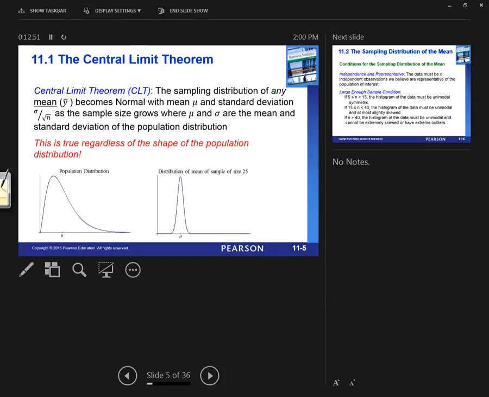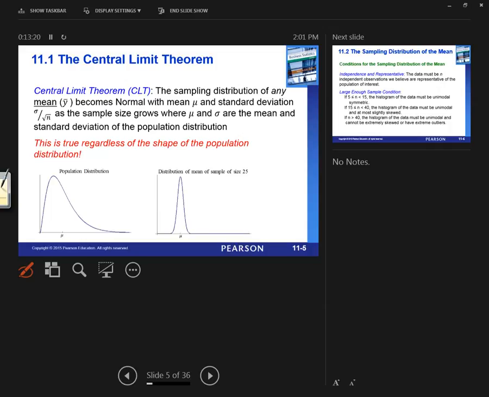Now here's the central limit theorem that we talked about last week, so this is review. We said that the sampling distribution of any mean from a sample becomes normal with mean mu and standard deviation sigma over the square root of n as the sample grows, where mu and sigma are the mean and standard deviation of the population.